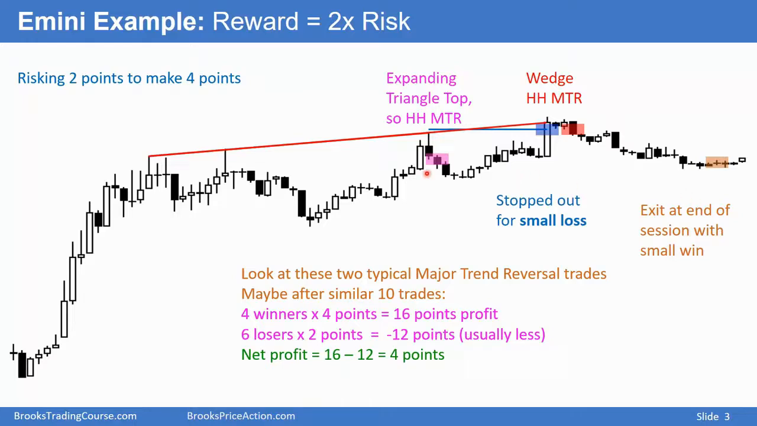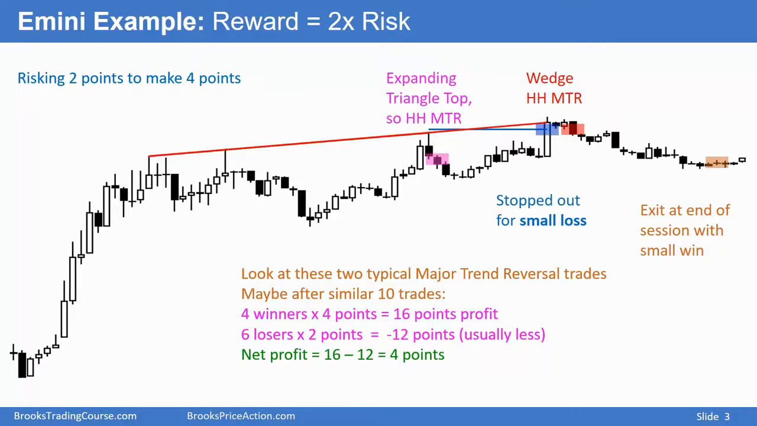Here we have 2 attempts at a top. Here, higher high major trend reversal. Here, a wedge. After 10 similar trades, you might have 4 winners with 4 points each for 16 points, and maybe 6 losers, 2 points each for minus 12 points, usually less. And your net profit would be 4 points. So if you take 10 trades, you would end up with a profit.